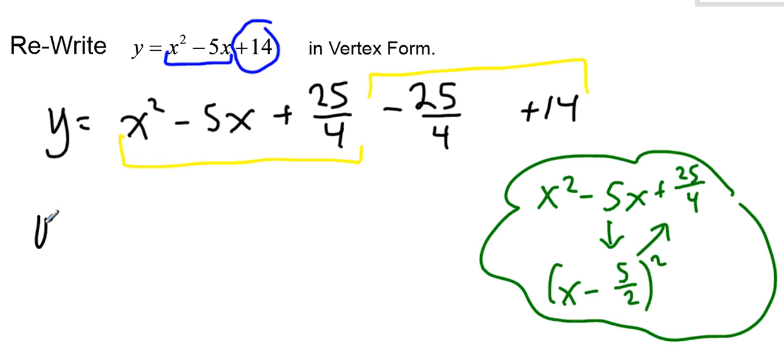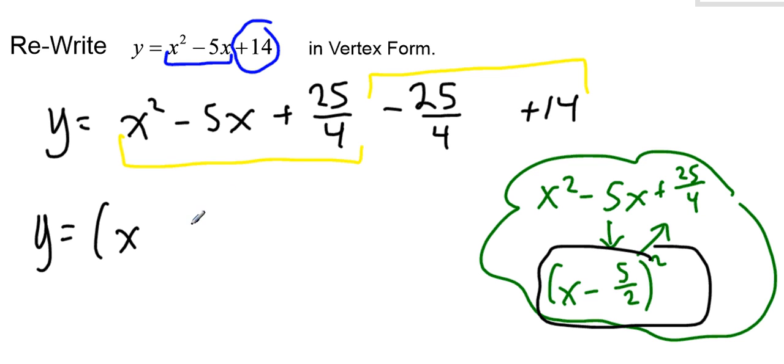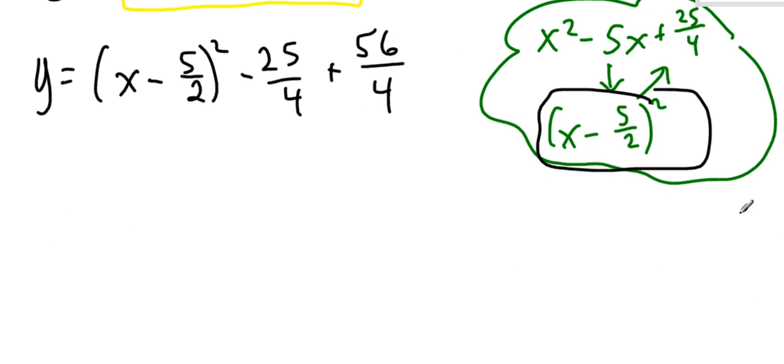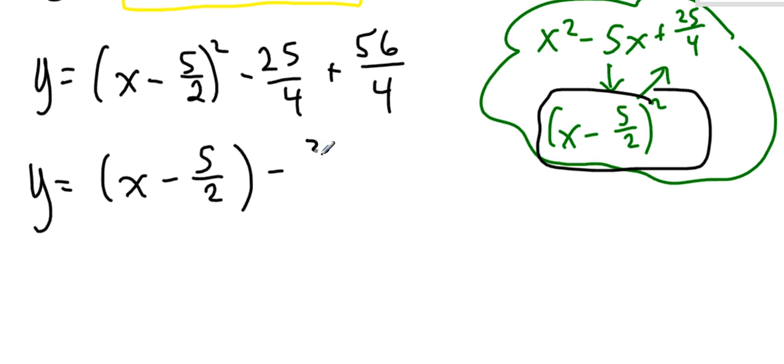So go ahead and factor. And in your brain, you've already factored. There it is, x minus 5 over 2 squared. Now here, negative 25 over 4 plus 14, well, to add, I need a common denominator. So 14 over 1 is equivalent to 56 over 4. So now that I have a common denominator, I can finish. And I have negative 31 over 4.